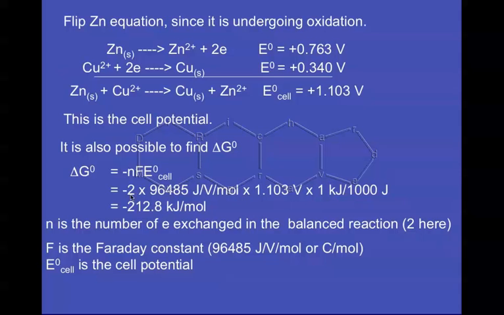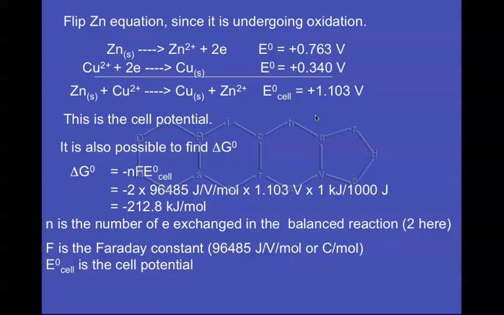So we do minus 2, that's for the number of electrons, times 96485 joules per volt per mole, times 1.103 volts, that's what we've got up here, and then a conversion into kilojoules at the end, and this comes out to minus 212.8 kilojoules per mole.